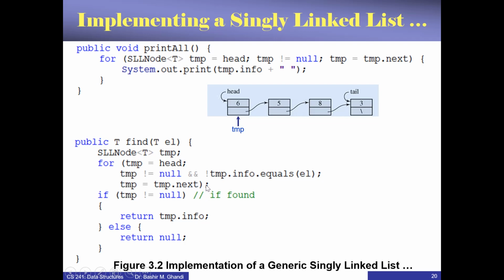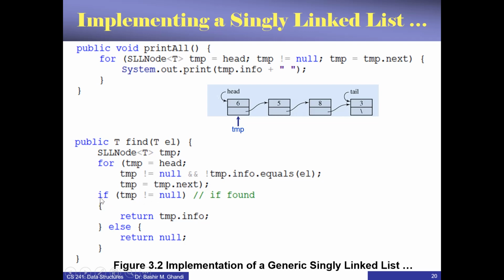Okay, but now after the loop, we have to be careful because we don't know which of these two conditions became false. Was it this one? If the loop stopped because temp is null, it means our target doesn't exist. Okay, but if the loop stopped because temp.info is equal to target, then it means we have found our target. So the value we're gonna return depends on which one. Therefore, after this loop, we need an if statement to check which case it was.